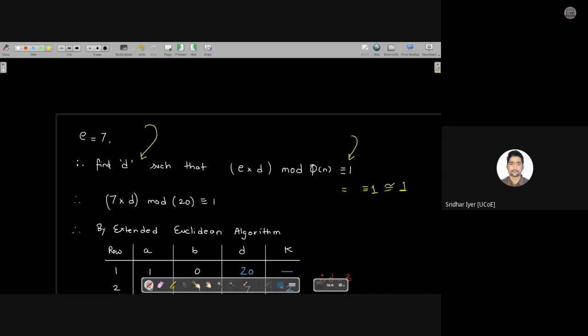Fine? Okay. So let's move ahead. So what could be the value of d? As it is very clear from this particular expression, if I take the value of d as 3, it becomes 7 into 3, that is 21. And if I take 21 mod 20, I will get the answer as 1. So in this case, calculating d is very simple. Yes or no?